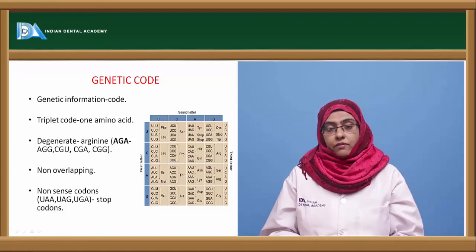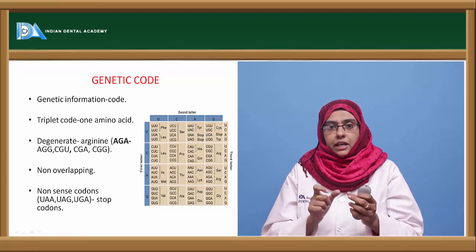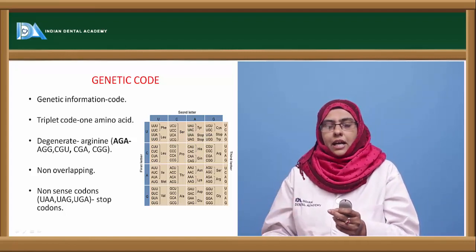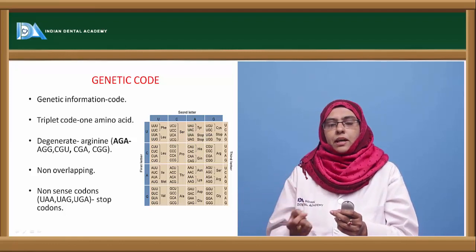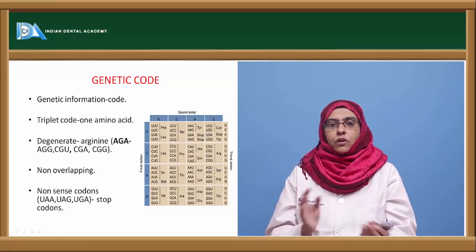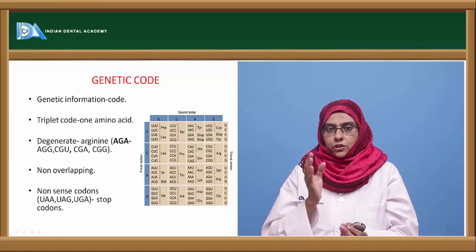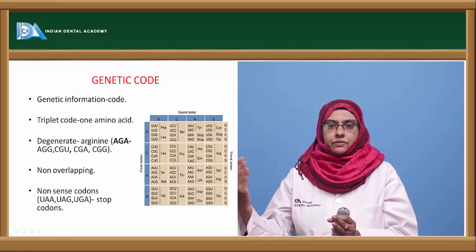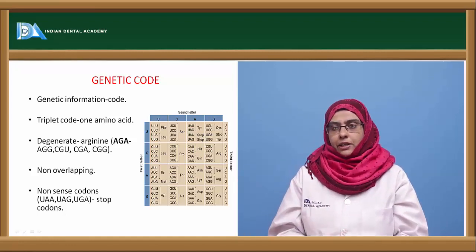It means that once the 3 bases have added one amino acid, the next immediate 3 bases will add another amino acid. So you don't have any punctuation marks in between to separate one codon from the other, and there is no overlapping between the codons. The first 3 bases, once they are coded, then the next immediate 3 bases will act for adding another amino acid.